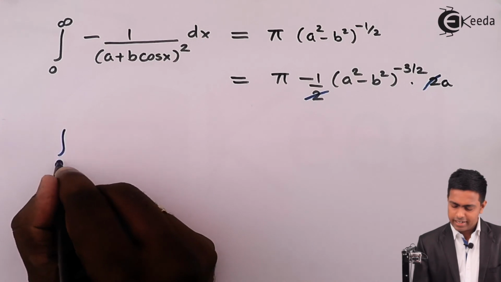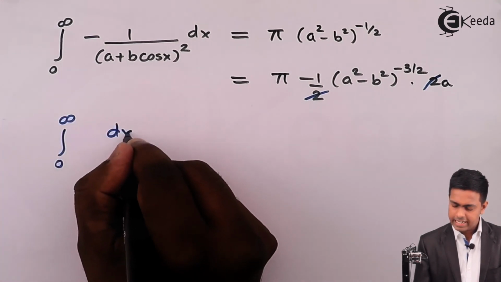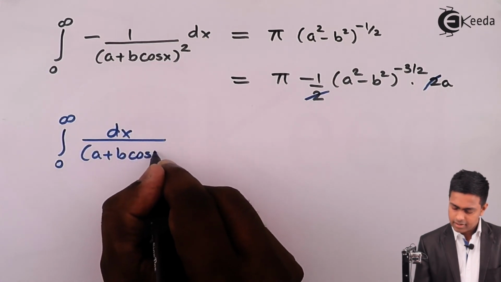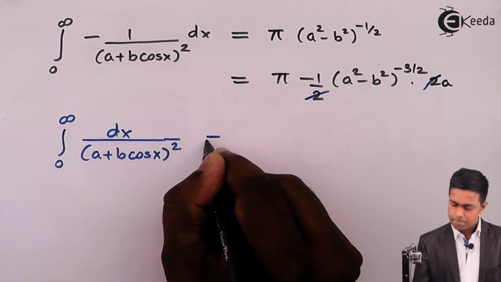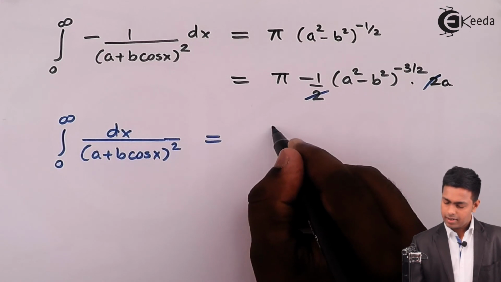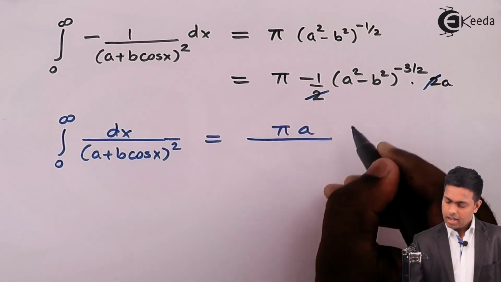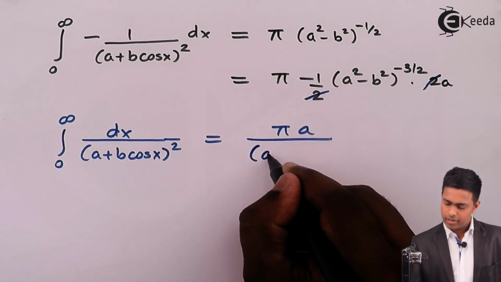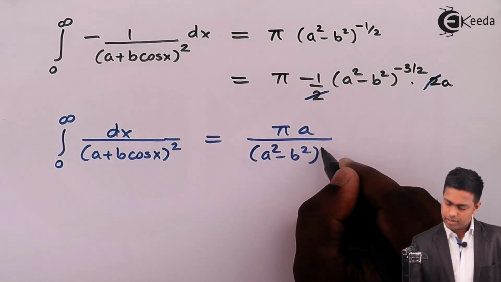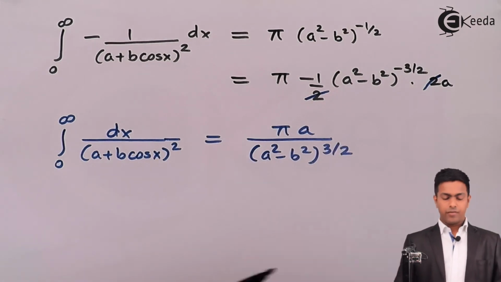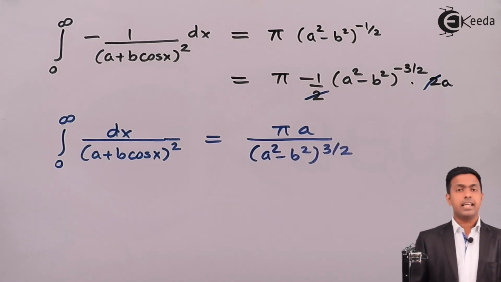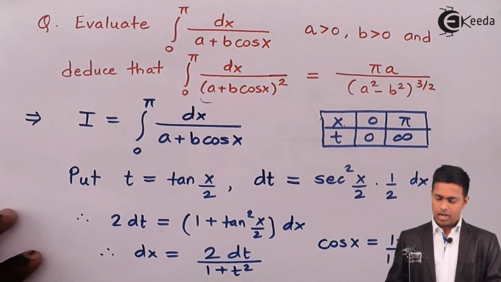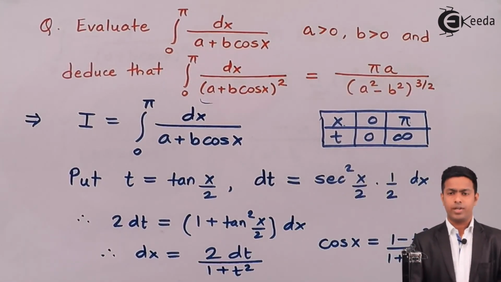So here we'll get the integration from 0 to infinity of dx upon a plus b cos x the whole square, equal to pi a, and we'll send this value to the denominator, so the power will become positive and we'll get a square minus b square raised to 3 by 2. And guys, if you see the result, it is exactly matching with our question. So we had to prove this, and we have proved this result over here.